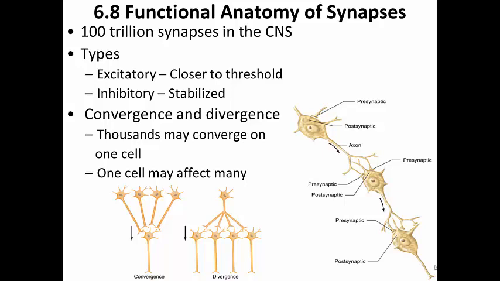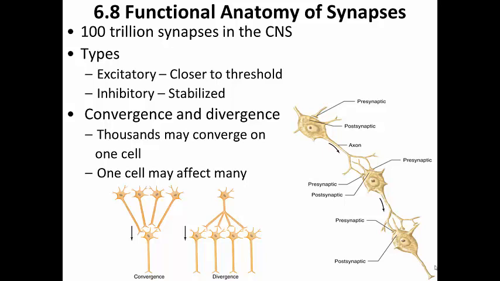In section 6.8, we talk about the functional anatomy of synapses. It's estimated there are about 100 trillion synapses in the central nervous system. Remember that this far exceeds the number of cells found in the CNS, because each individual neuron can participate in multiple synapses. These synapses are of one of two types, with many subtypes, depending on the neurotransmitter that's released and the receptors present on the postsynaptic side of the synapse. And so we can separate them into these two categories.